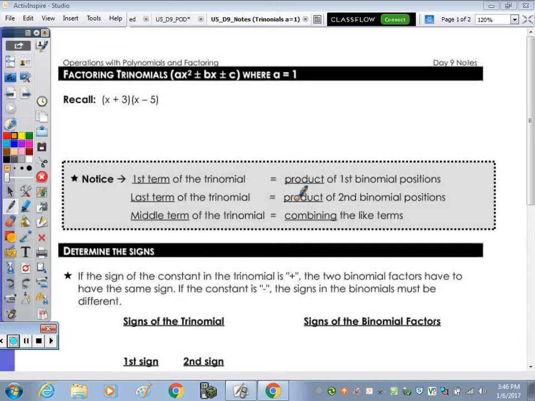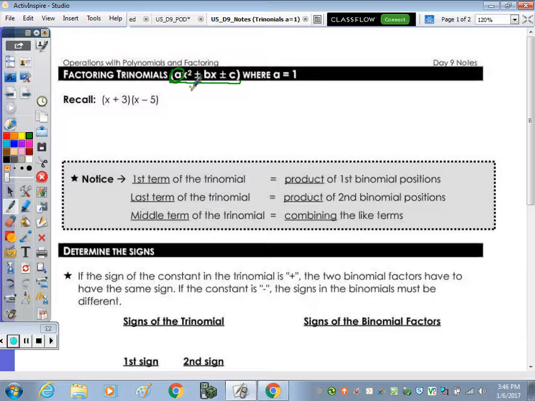In today's notes, we're going to take a look at factoring trinomials where a is 1. So in standard form, we have this trinomial ax squared plus bx plus c, or again, you can interchange the negatives with the positives, or subtraction with the addition symbol. But the important thing is a is equal to 1. So it's just going to be 1x squared or just x squared.